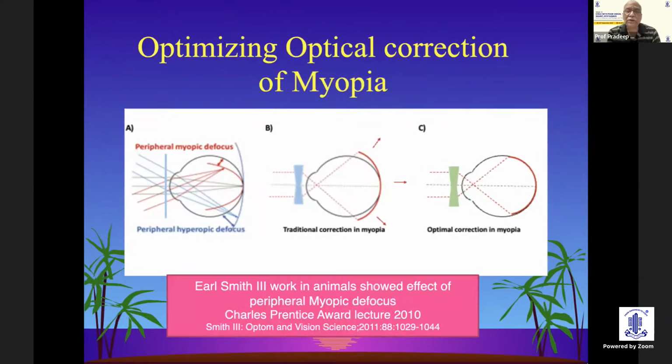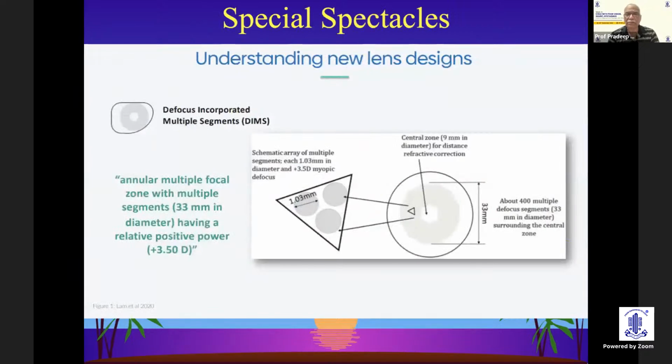The other means of controlling myopia is optimizing the optical correction of myopia. As we know, the way we treat myopia, usually with spectacles, it has a peripheral hyperopic focus. But the reverse, a peripheral myopic defocus, has been shown in animals to control myopia progression. In the award-winning lecture by Dr. Earl Smith III, this has been shown and published.